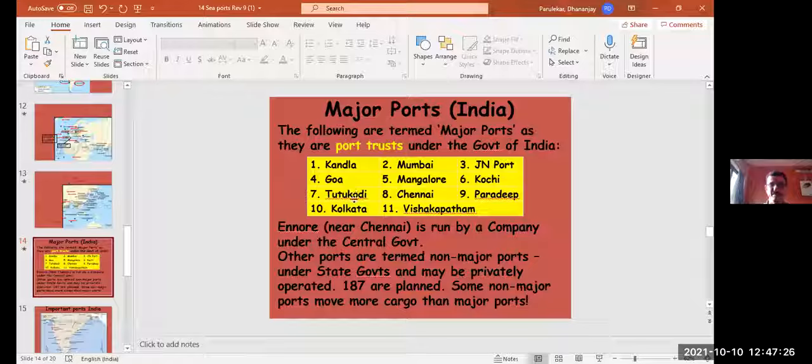All right, major ports in India. Who wants to read these yellow colored ports? Shall I, sir? Yes, go ahead. Major ports in India: Kandla, Mumbai, JNPT, Goa, Mangalore, Cochin, Tuticorin, Chennai, Paradip, Kolkata, Visakhapatnam. Okay, Indian ports we already did.